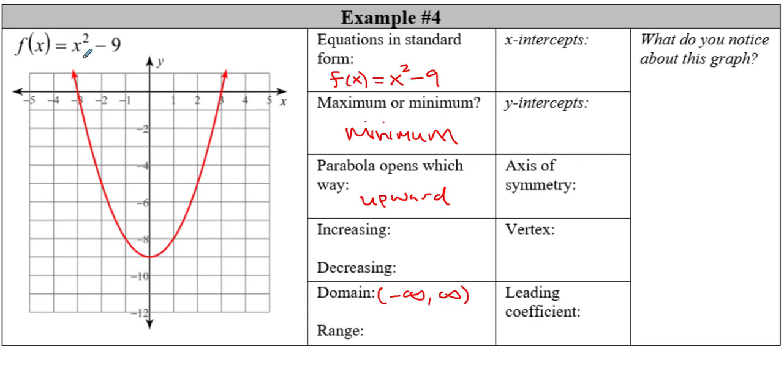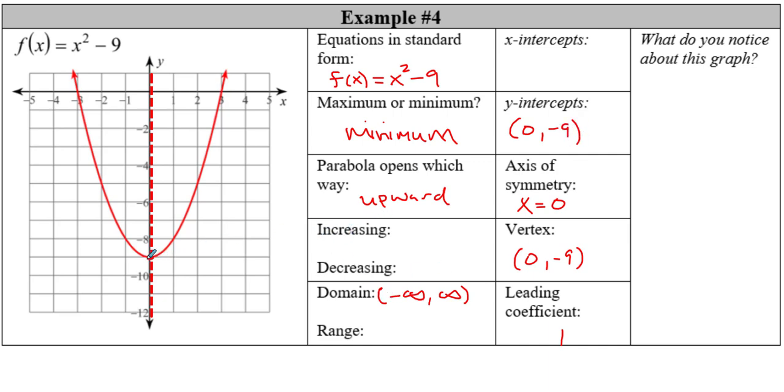The leading coefficient is right in our face. That's a 1. We can draw our axis of symmetry here. It looks like we're cutting at what value? This y-axis is an x value of 0. So don't forget, always, always write it as an equation of a line. And then our vertex. We are looking at right about here. So that is going to be 0, -9. Do we have a y-intercept? We sure do. That's actually the vertex. So we've got 0, -9.